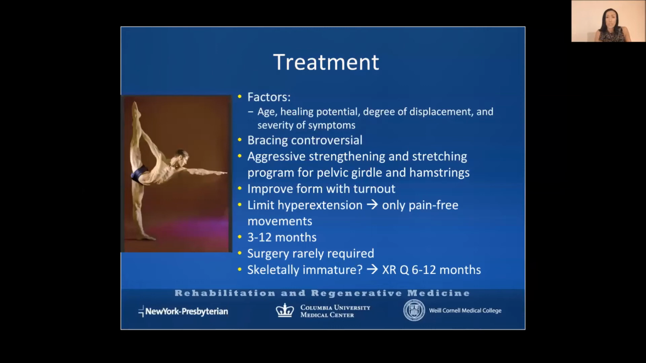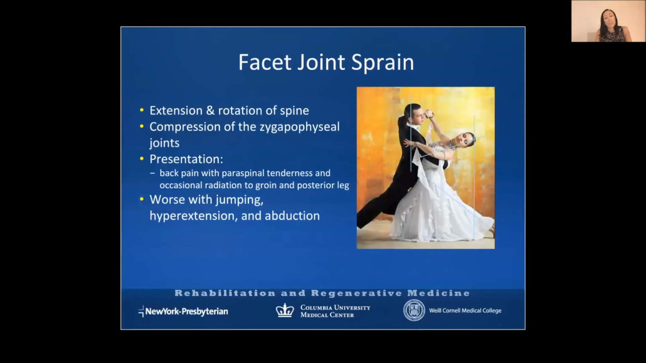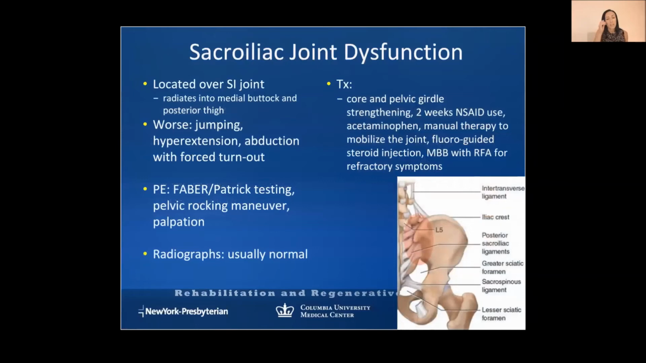Facet joint sprains occur because of compression of the zygapophyseal joint, combined with hyperextension and rotation, like we see in these ballroom dancers. Patients often complain of some low back pain with a little bit of paraspinal tenderness and possible radiation into the groin or posterior thigh, but never past the knee. Sacroiliac joint dysfunction is pretty similar, except the pain is located a little lower, at the SI joint.